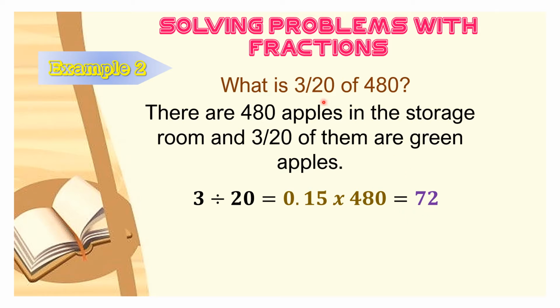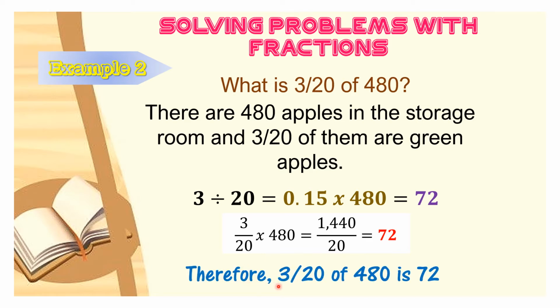So based on the question, we can now easily answer this one. So this is x equal to 3 over 20 times 480. This is the other strategy. 3 over 20 times, that is the word of, and then the number 480. Then we multiply 3 times 480, that is equal to 1,440. Then copy 20 as its denominator. Then let's simplify. So we have 1,440 divided by 20 using your calculator, and that is exactly equal to 72. And this is now our conclusion. Therefore, 3 over 20 of 480 is 72.